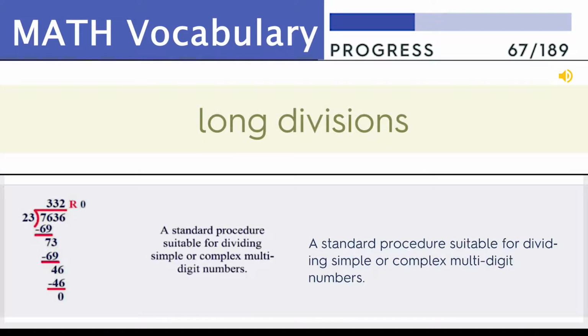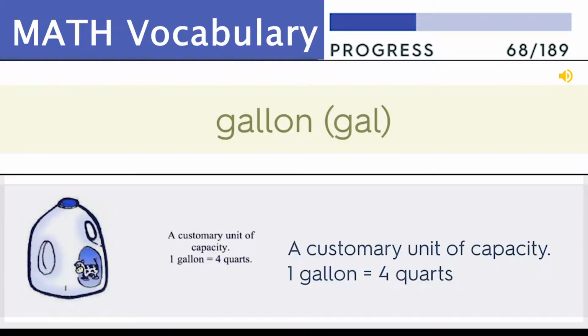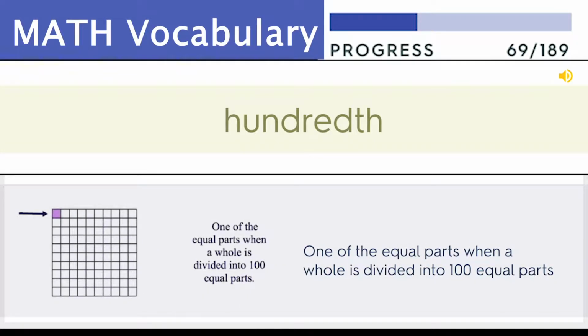Long division. A standard procedure suitable for dividing simple or complex multi-digit numbers. Gallon. A customary unit of capacity. 1 gallon equals 4 quarts. Hundredth. One of the equal parts when a whole is divided into 100 equal parts.